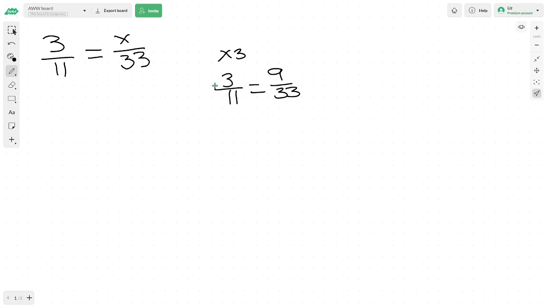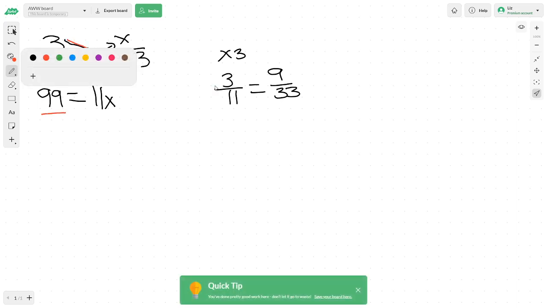But if you do not see that right off the bat, another way that you can solve these types of problems is by what we call cross multiplication. So I take this 3 and I multiply it by the 33. That gives me 99 equals, and then I take the 11 and I multiply it by x, 11x. And then we can just solve this like we normally would. Divide by 11, divide by 11, x equals 9.